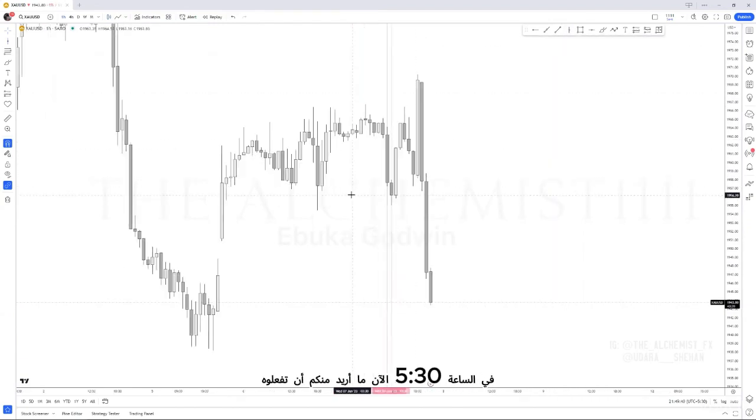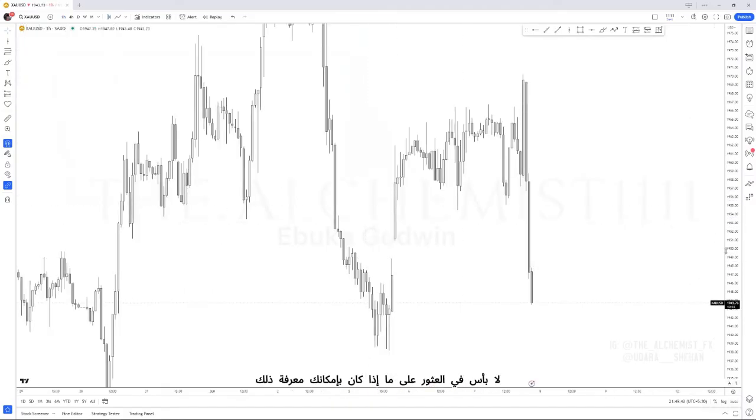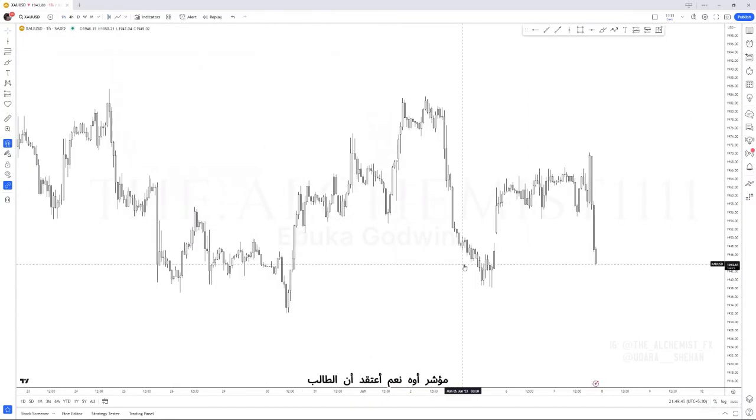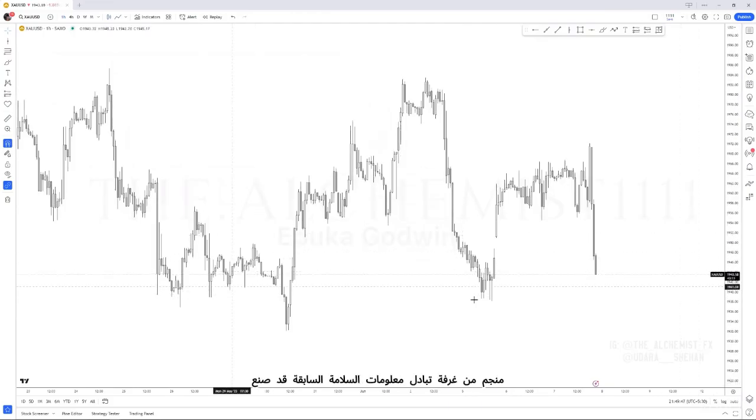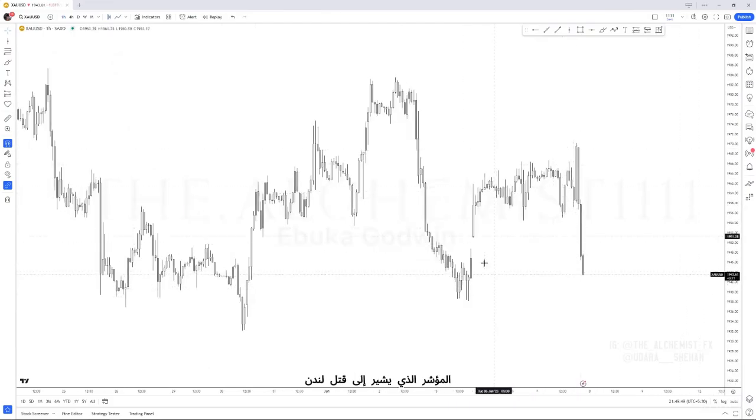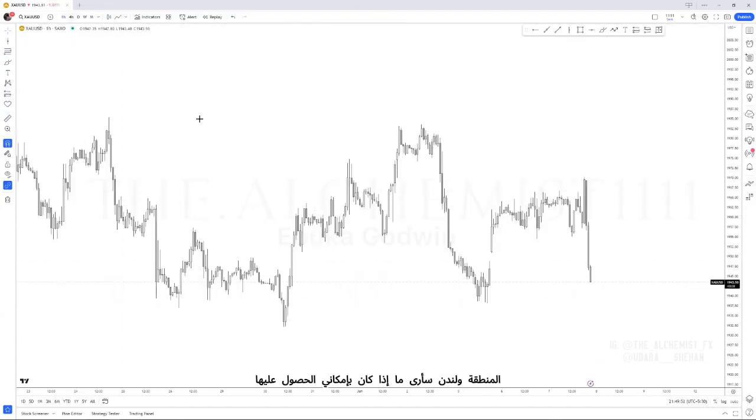Now what I want you to do is find an indicator if you can. A student of mine from the previous batch has made an indicator that shows the London kill zone and London open. I'll see if I can get it and send it to you.